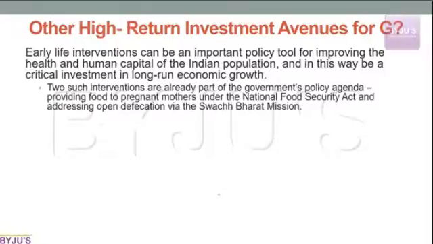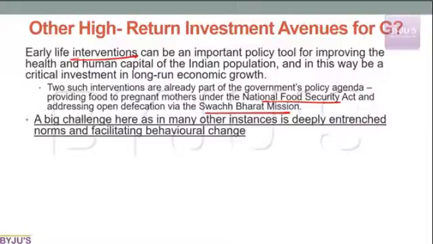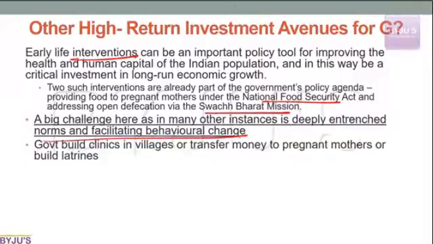Now what are the other high return investment avenues? We have seen some high return investment. What else is there? So overall early life intervention is very important, and there we have National Food Security Act, and in addressing open defecation we have Swachh Bharat mission. So it seems like some of the important areas are being covered already. However, changing the behavioral norms is a big issue which is not being addressed currently.